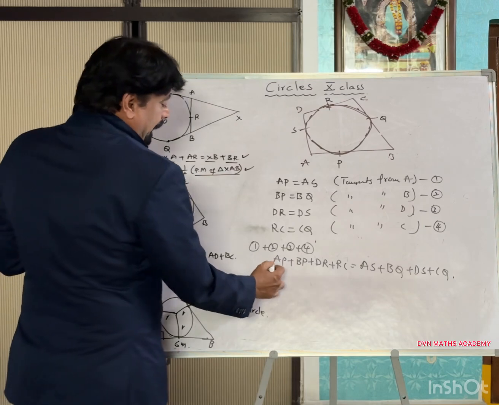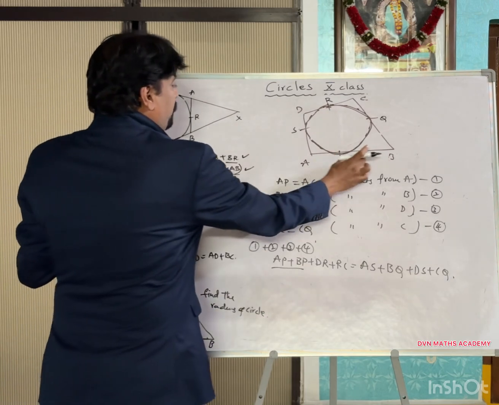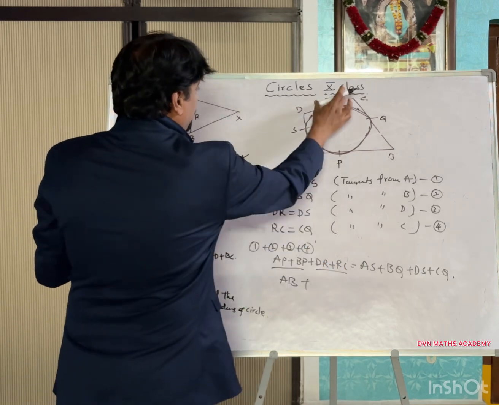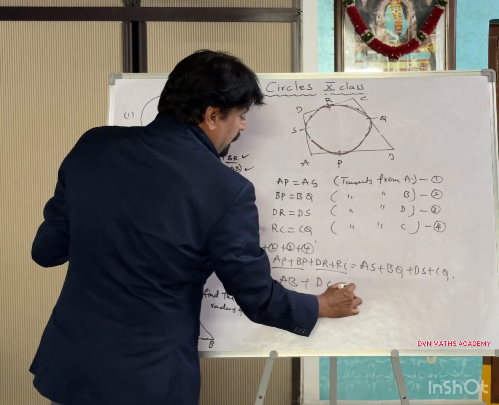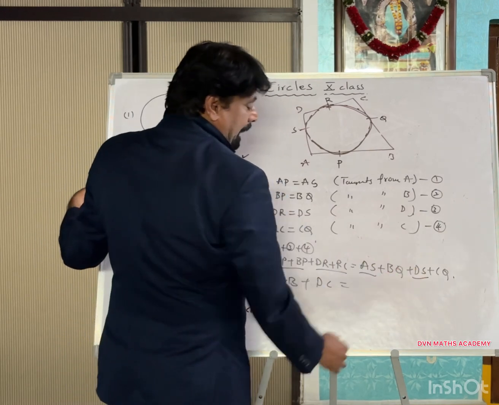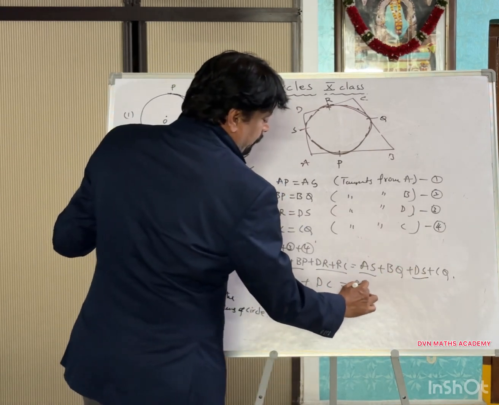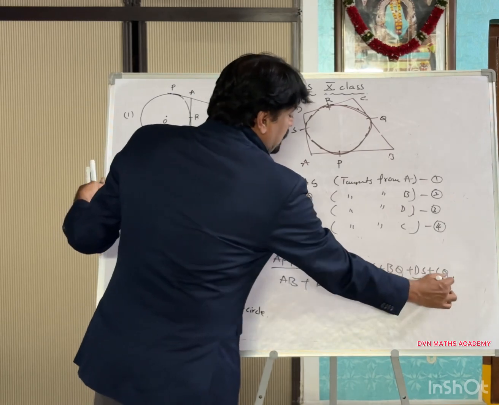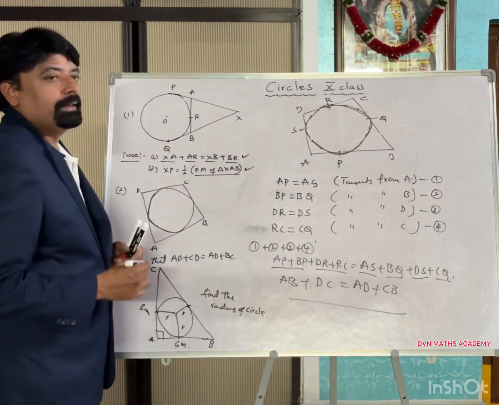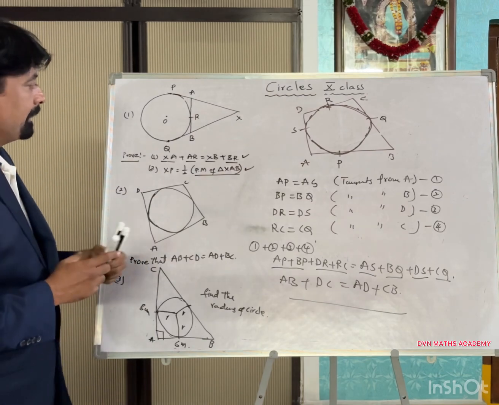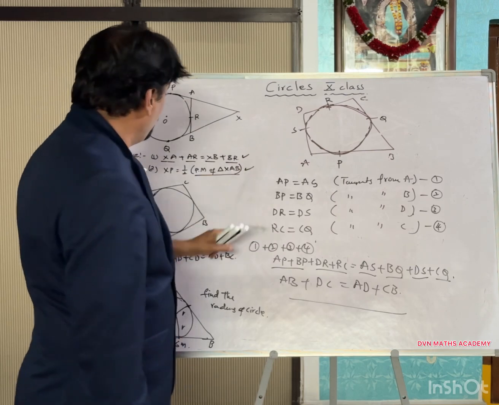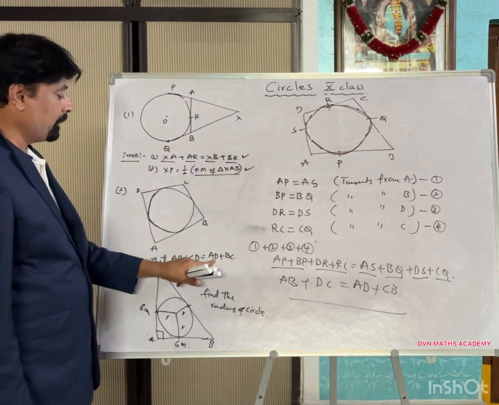So you know that AP plus BP is equal to AB, DR plus CR is equal to DC. And if you see AS plus DS is equal to AD, and BQ plus CQ is equal to CB. Now it is proved. The sum of the lengths of the opposite sides is equal to the sum of the lengths of the opposite sides. So what we need to prove: AB plus CD is equal to AD plus BC.